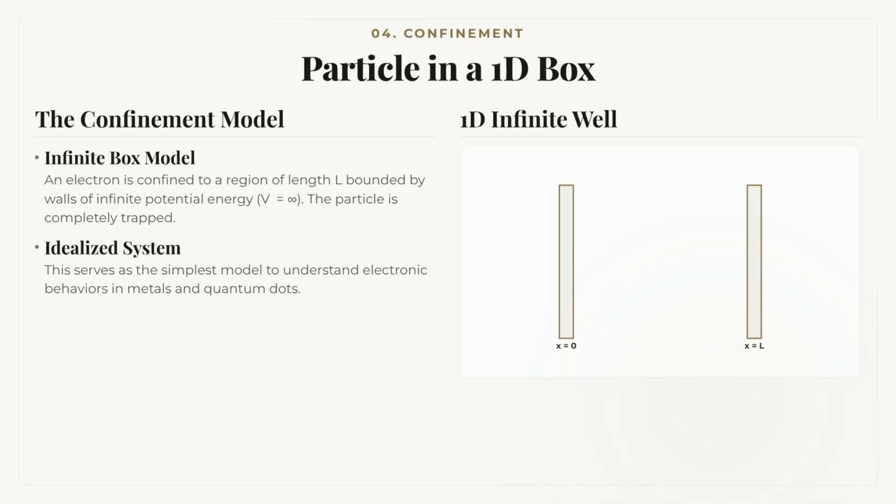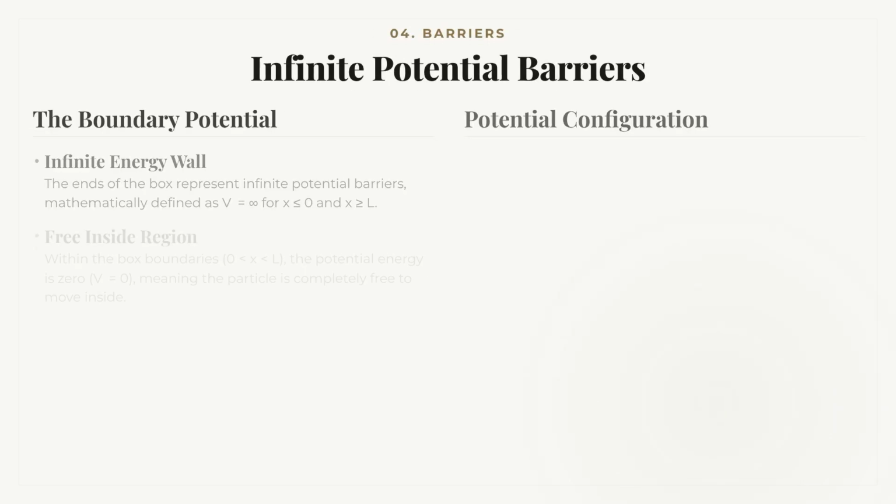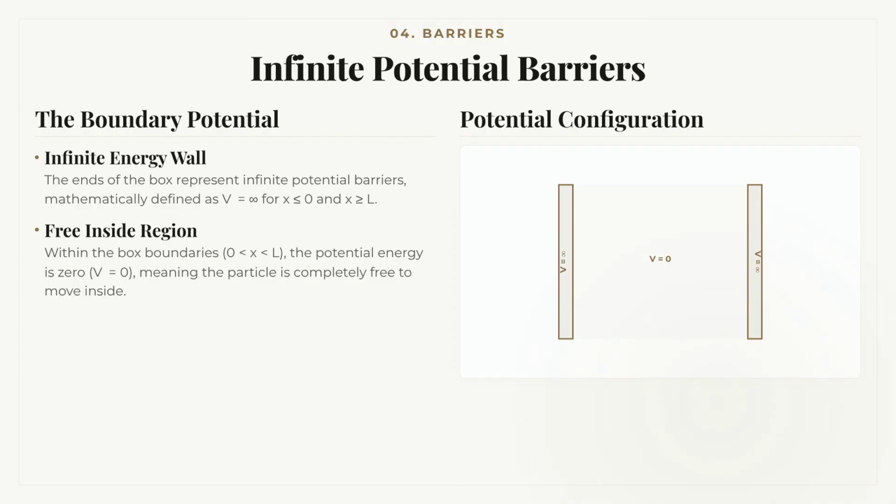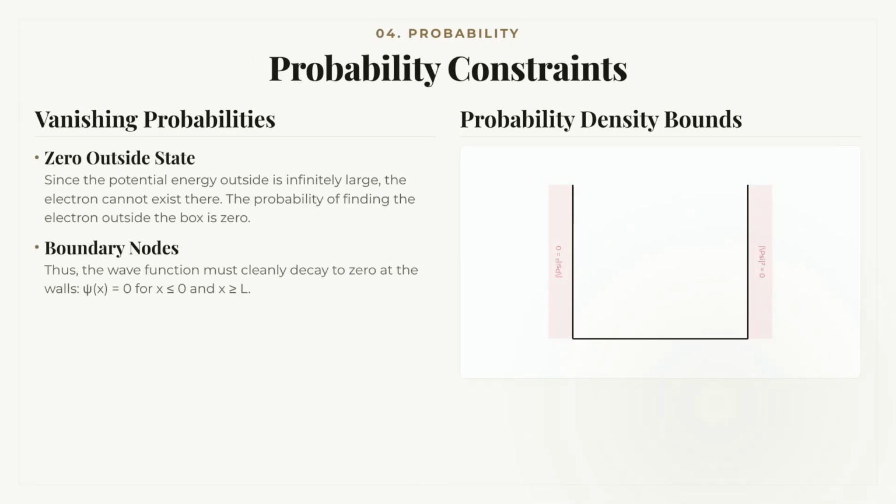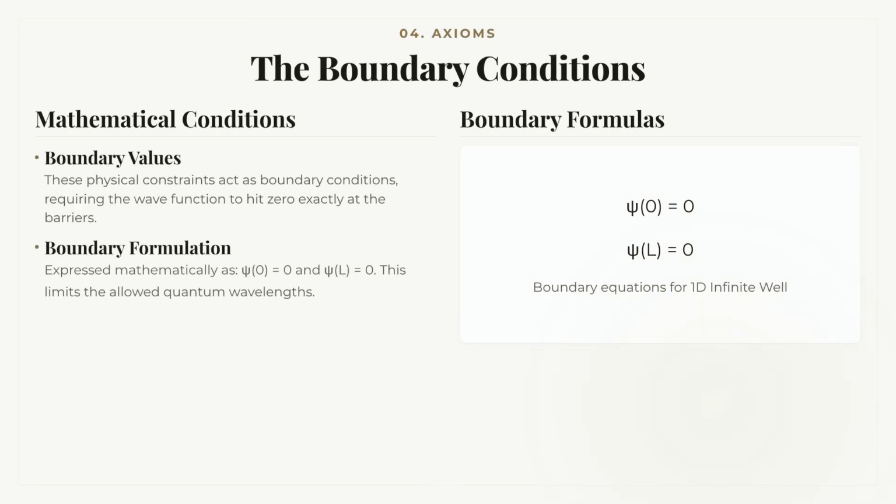A particularly important application of Schrödinger's equation is the problem known as the particle in a one-dimensional box. This model describes an electron perfectly confined within a line segment of length L. The ends of the box are assumed to be infinite potential barriers. Since the potential energy outside the box is infinitely large, the electron cannot exist there. Therefore, the probability of finding the electron outside the box must be 0, which means the wave function itself must become 0 at the boundaries.